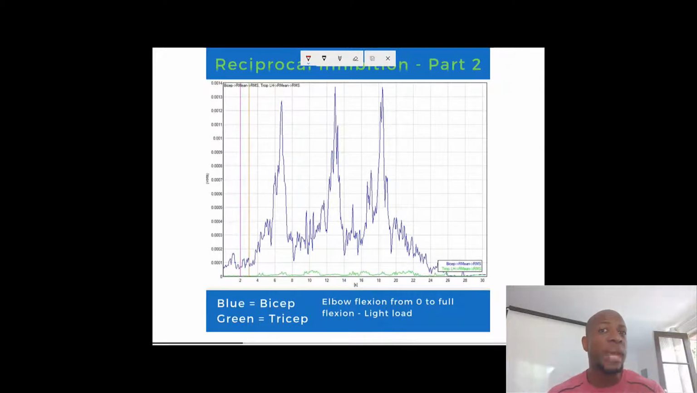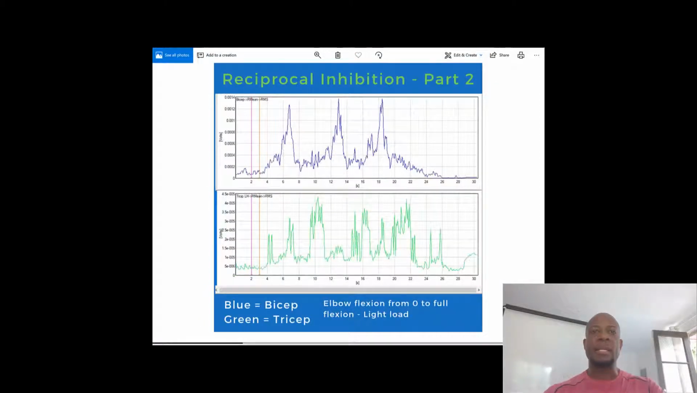So what we're going to do next is look at these same two graphs, only we're going to separate them so we can see them in their own relative scales. We've got the bicep on the top graph, the blue, and the tricep on the bottom graph, the green. As you can see, as you start to squeeze that bicep and you see that spike there, your tricep is not shutting down.